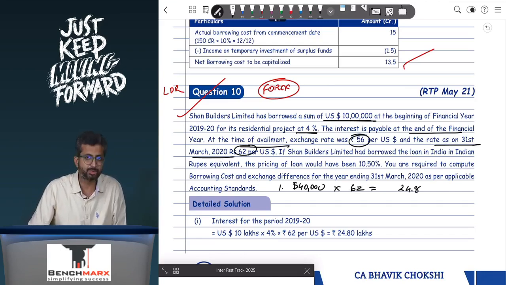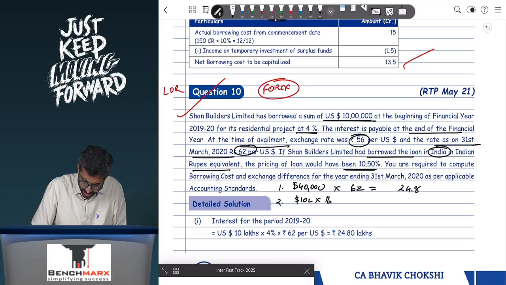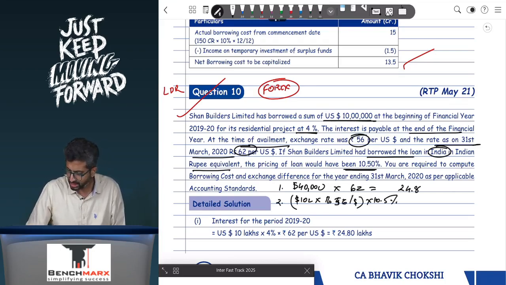If Shan Builders had borrowed this loan in India, in Indian rupee equivalent, the pricing would have been 10.5%. If I had borrowed the loan in India, this would have been $10 lakh at the rate of rupees 56 per dollar when the loan was taken. So this is 560 lakhs at the rate of 10.5%. So this is 560 lakhs or 5.6 crores into 10.5%, which comes to around 58.8 lakhs. So had I taken the loan in India, I would have paid 58.8 lakhs.